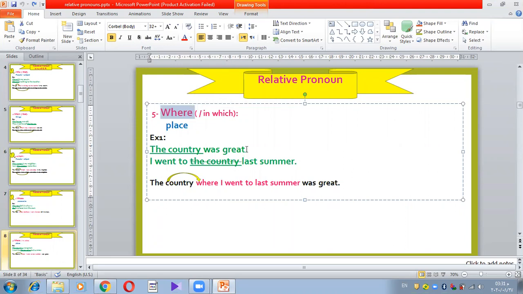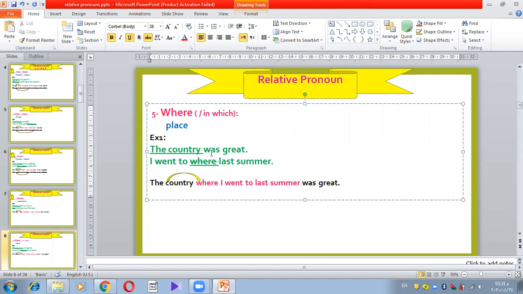So the country was great. I went to the country last summer. What is something that is repeated in both of these sentences? The country. The country is considered as what? As a place. So you are gonna remove the repeated word and replace it with what? Did you get it? The word where. Where should I put where? After the country. So I'm gonna make the space as usual. So I'm gonna say the country where I went to last summer.